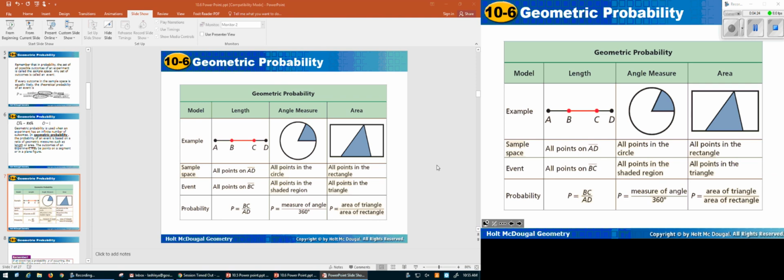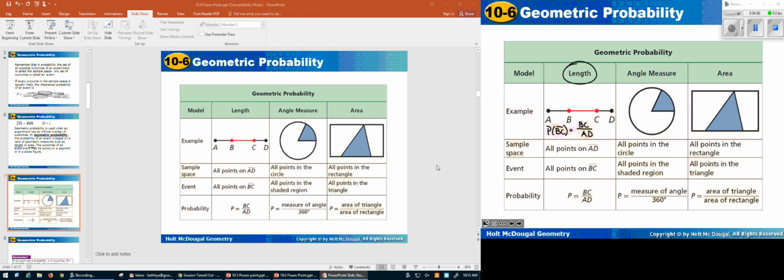So the first thing we're going to look at is probability based on length. If we're looking at length, it may be something like, what's the probability that you pick a point on this line segment AD, but the point is actually on line segment BC? So what we want is the probability of BC. We would get the distance from B to C on the top, and the total distance of AD on the bottom. So it's what you want over the total, okay?